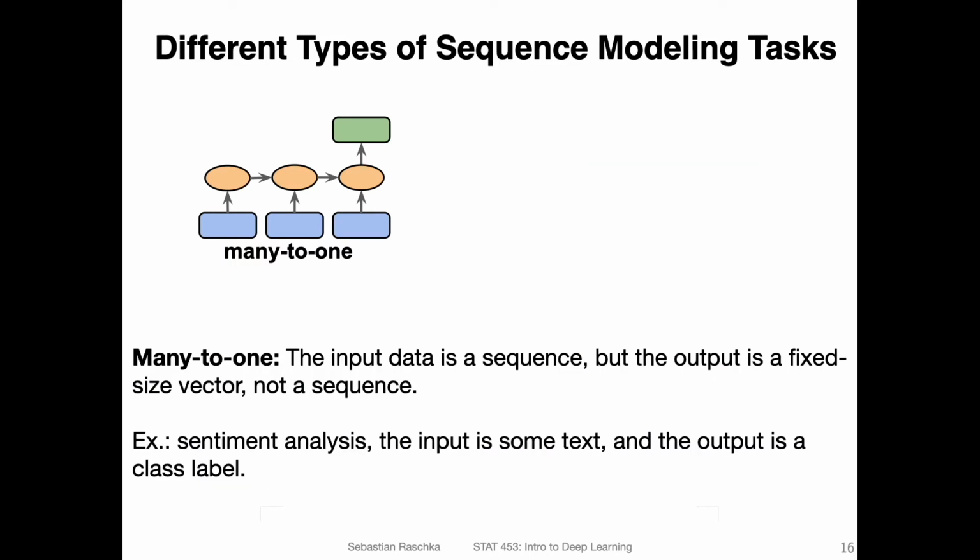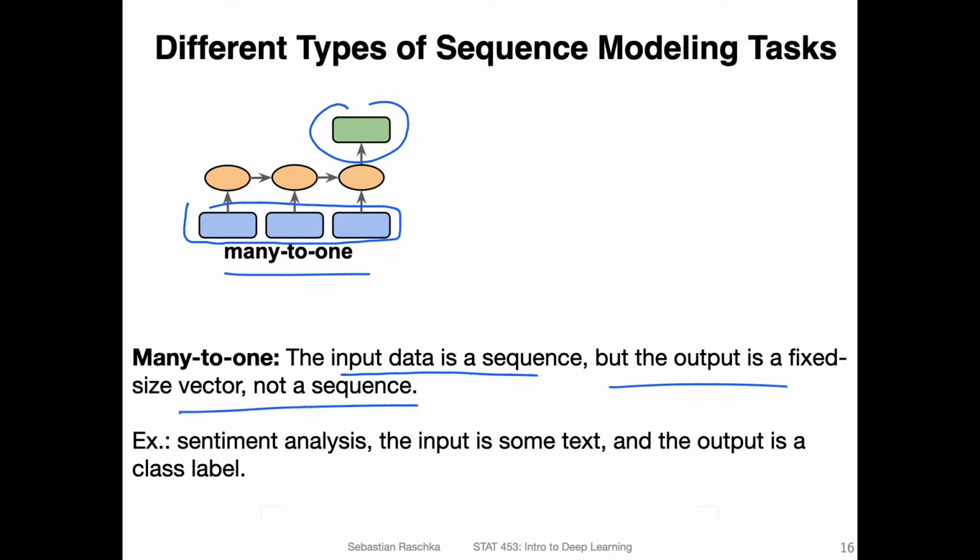So starting with this many-to-one setting, that is when we have multiple inputs and one output. So the input data is a sequence, but the output is a fixed size vector or value, not a sequence. One example would be sentiment analysis, where the input could be some text and the output could be a class label, whether the text is positive or negative in terms of the sentiment.